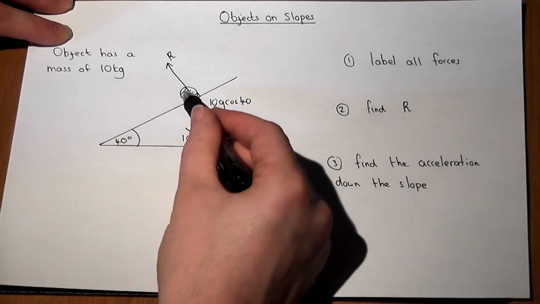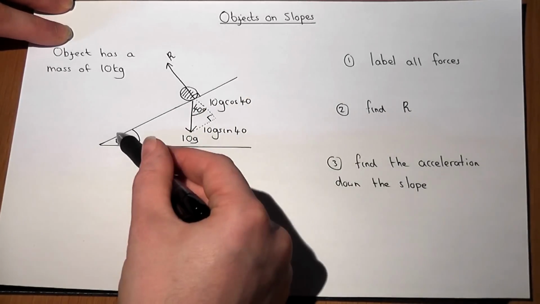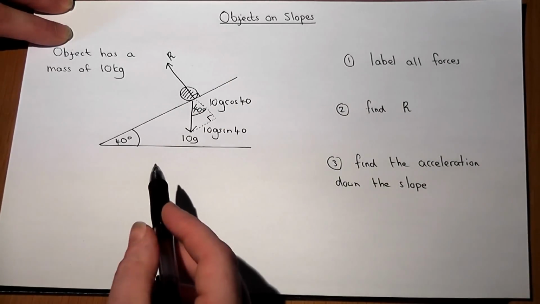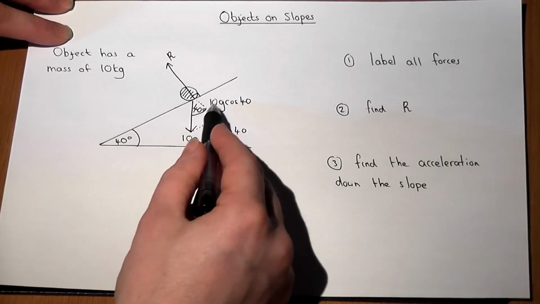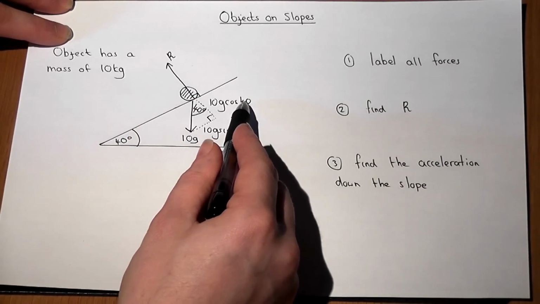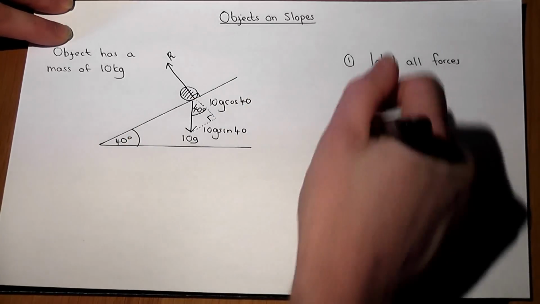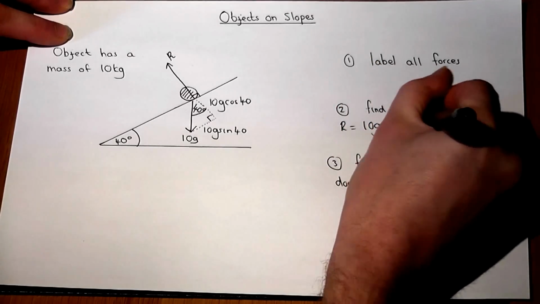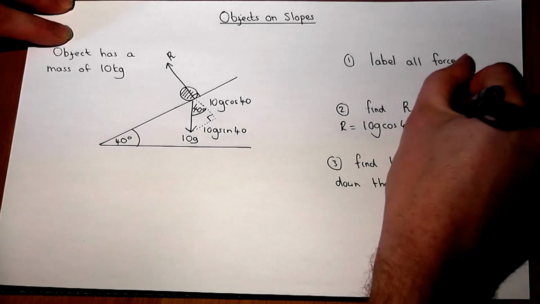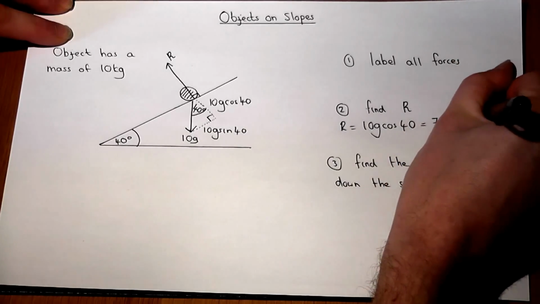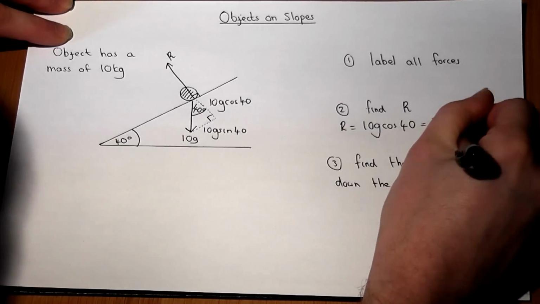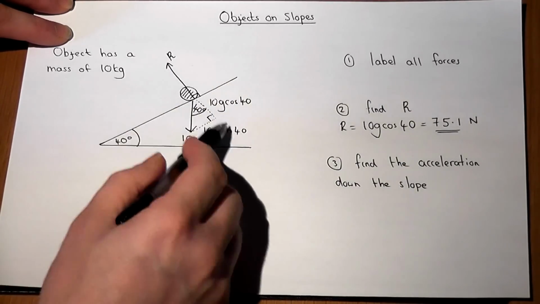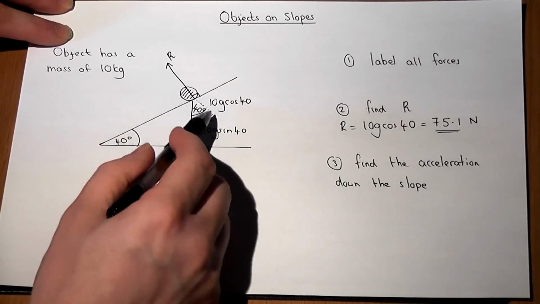Now, because this object stays on the slope, these two forces here must cancel out. So R must equal the 10g cos 40 component of the weight into the slope. So R must equal 10g cos 40, which if we work out is 75.1 newtons. So in terms of motion away from the slope, the object is in equilibrium. So therefore those two forces cancel out.